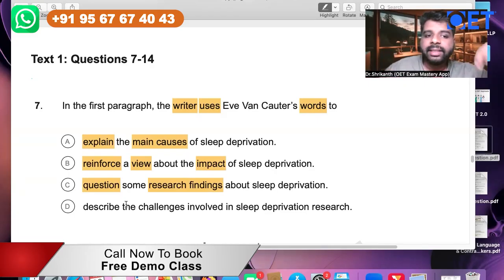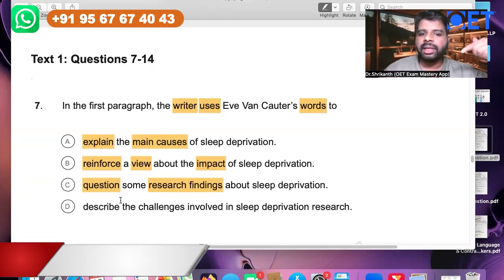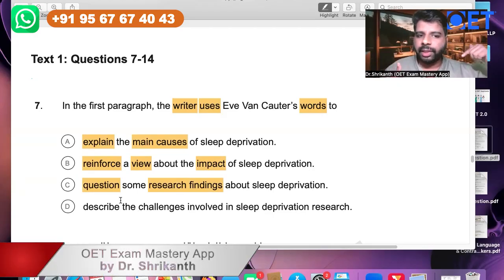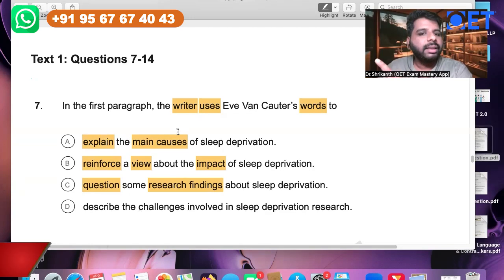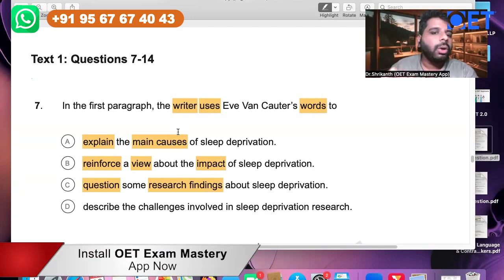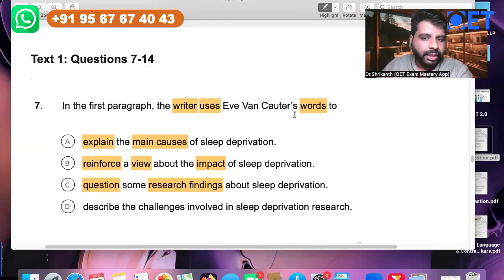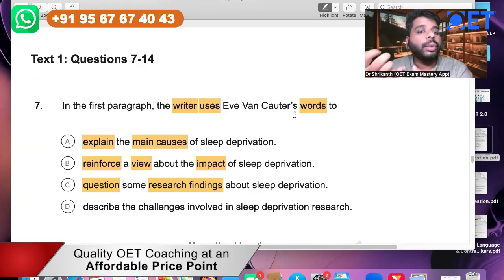So what is he doing? He is questioning it. So for example, if I'm lying to you, you will question me, right? You will tell, no, no, no, I don't believe you. You're lying to me. And that is the reason why I am questioning you. So questioning, that is the meaning of this word. So here, the writer is not agreeing. The writer is not believing the results of this study. So he is questioning. Now, he is using Yvonne Cotters words to question this, to express his disagreement. You see that? You must be able to make this connection like this.